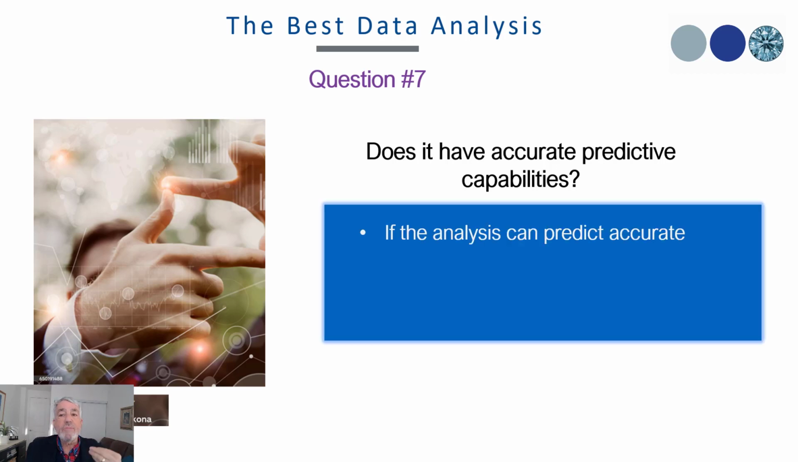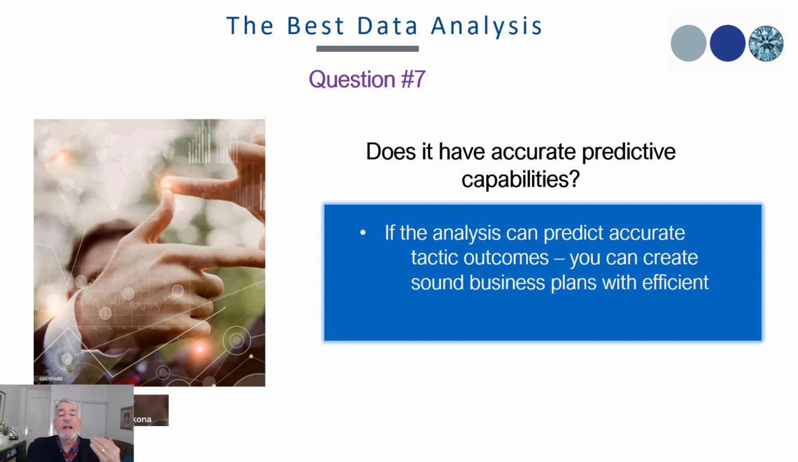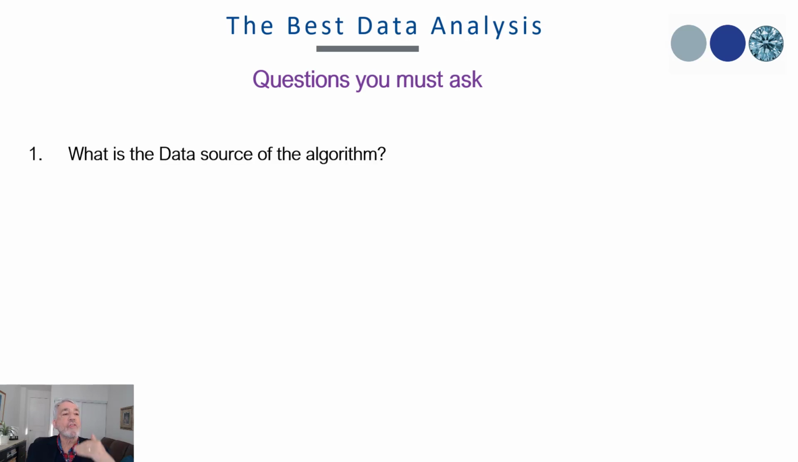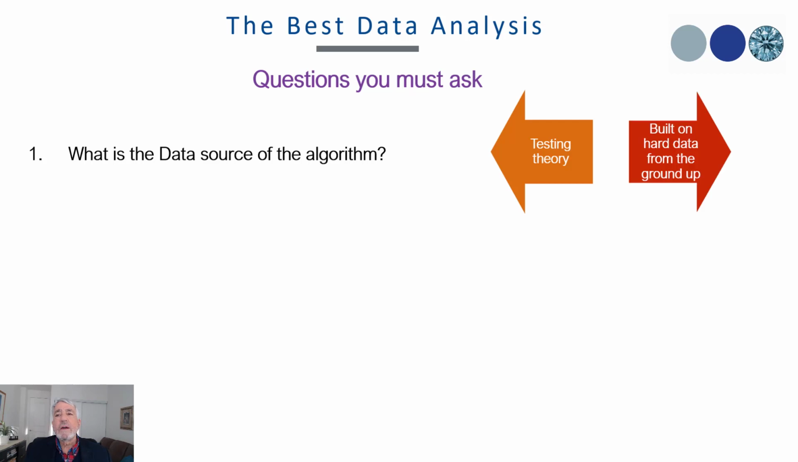If the analysis can predict accurate outcomes, you can create an actual business plan with efficient use of resources. You have confidence in the results based on sound science of predictive outcomes. It changes the way you do this high-end fundraising. So to summarize, the questions you must ask. The first one was, what is the data source of the algorithm? Is it just testing theory, or is it built on hard data from the ground up? The right answer is obvious.